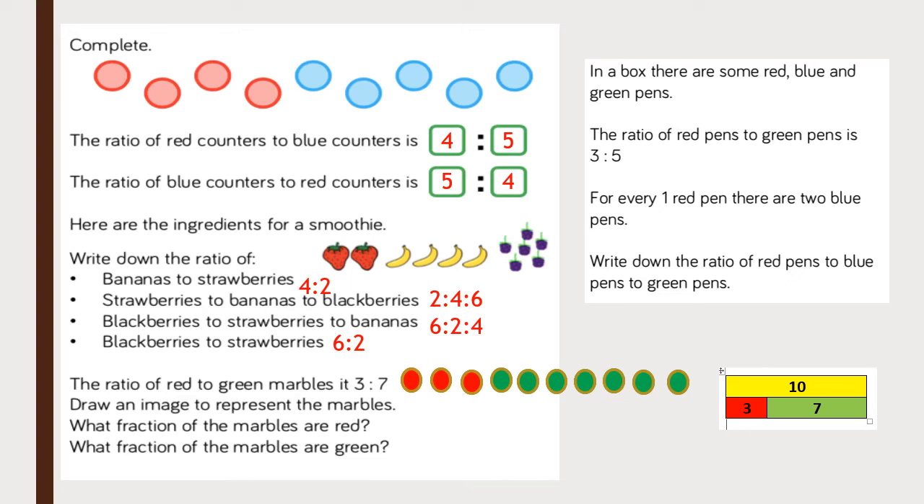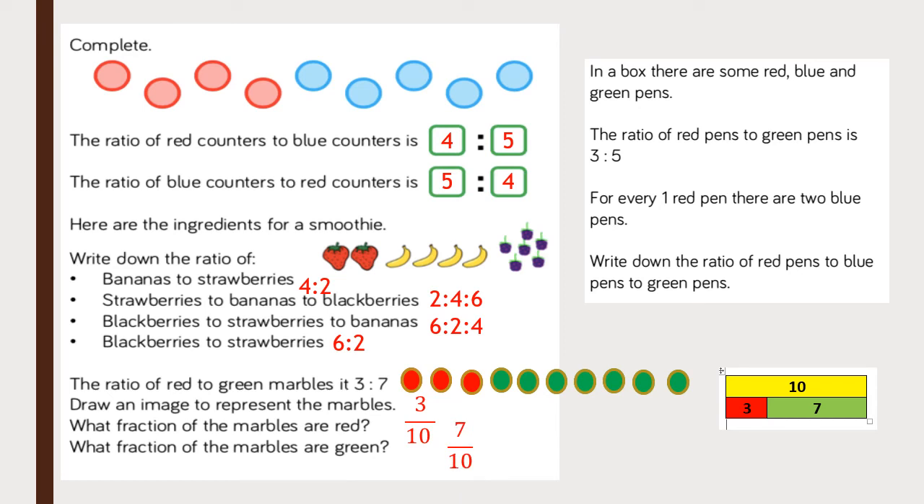Then, using your image, what fraction of the marbles are red? Well, if you look at the bar model, it makes it quite simple because we can see that our total is 10, and we know that when we're talking about fractions, our denominator is our total. So if our total is 10, then 3 out of 10 of them are red. So that's written as 3/10. If we're talking about the green marbles, we can see that 7 out of 10 of them are green. So well done if you got that too.